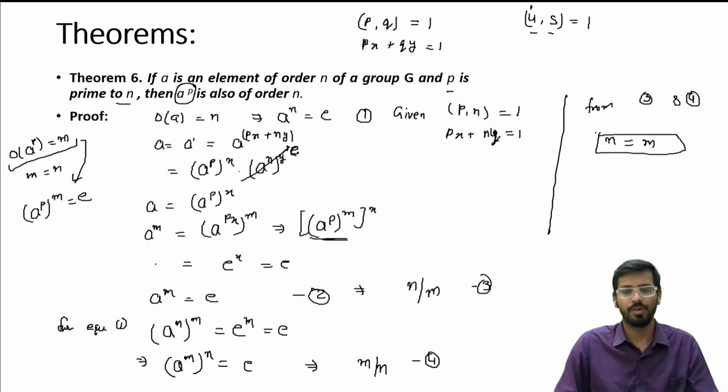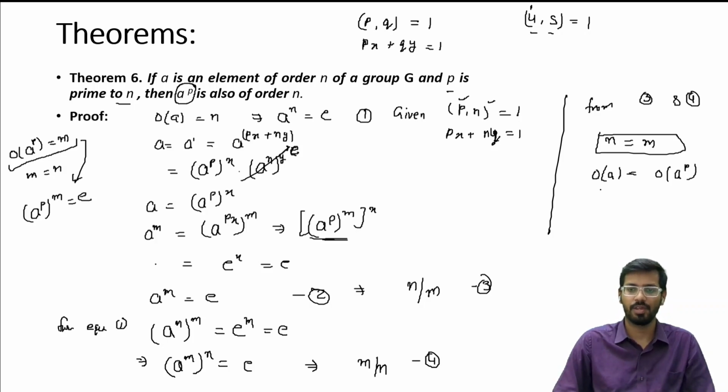Okay, hence this is possible only because they are relatively prime, that is, p and n are relatively prime; only then this was possible. So we can say the order of a is equal to the order of a raised to power p, where p is relatively prime to n. Okay, so hence proved.